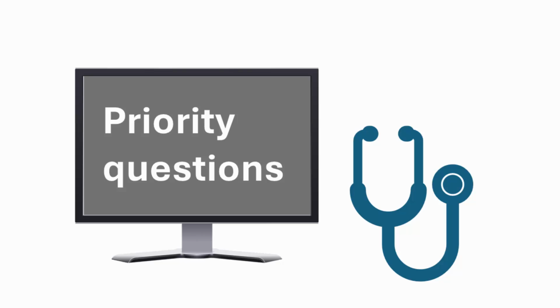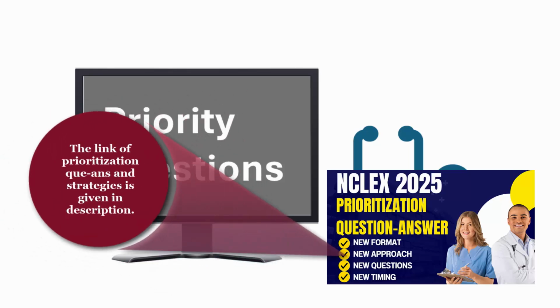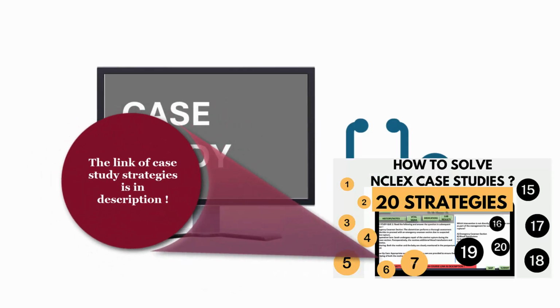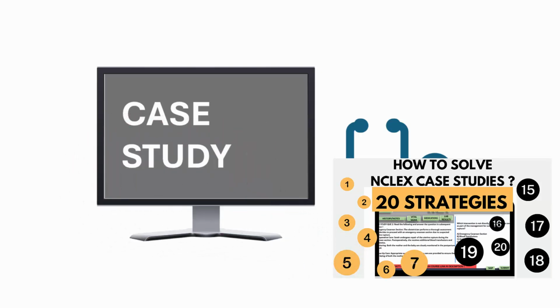Next is priority questions. Priority questions ask you to decide what's most important. We have already discussed how to deal with Maslow hierarchy of needs and ABC type prioritization. The new NCLEX format also includes case studies where you analyze multiple pieces of information and make decisions.